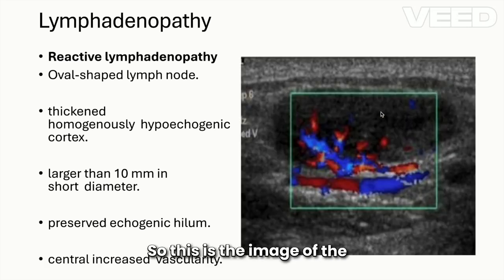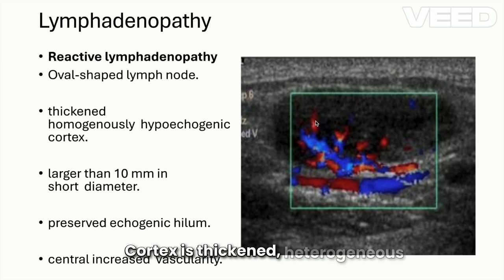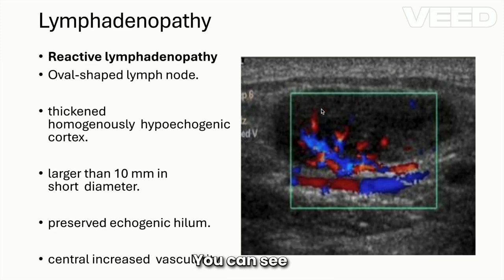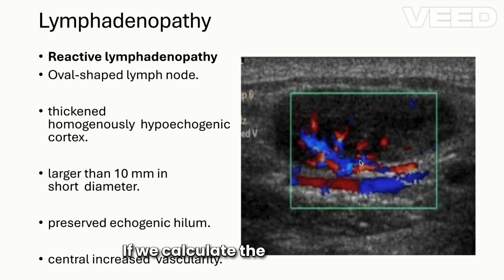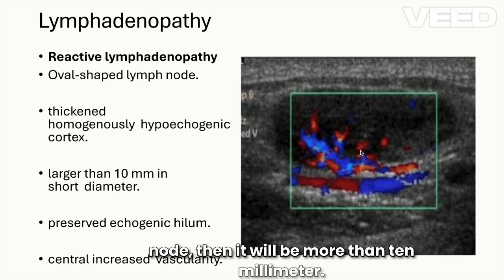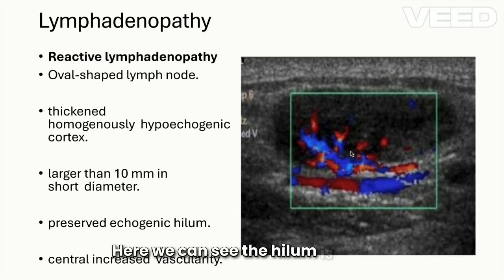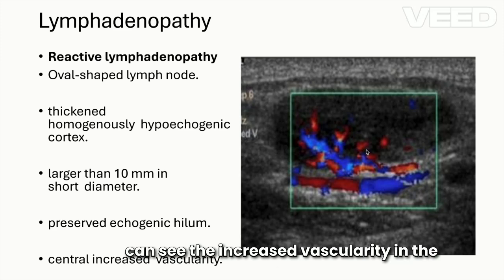So this is the image of reactive lymphadenopathy. The shape of the lymph node is oval. The cortex is thickened, heterogeneous and hypoechoic. If we calculate the short axis diameter of the lymph node, it will be more than 10 mm. Here we can see the hilum is preserved and we can see the increased vascularity in the lymph nodes.